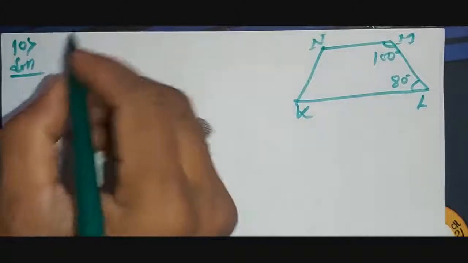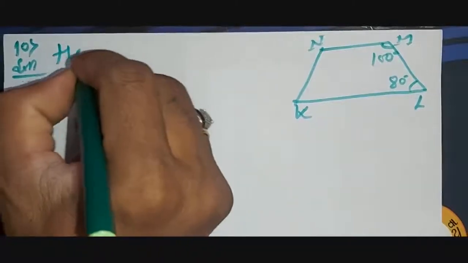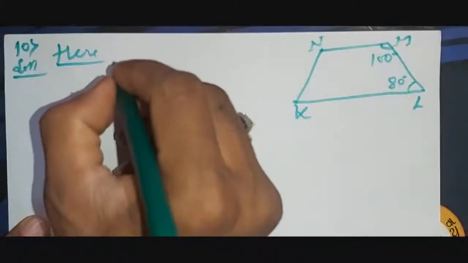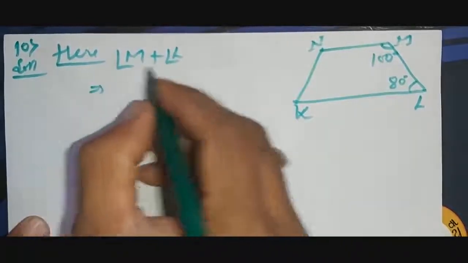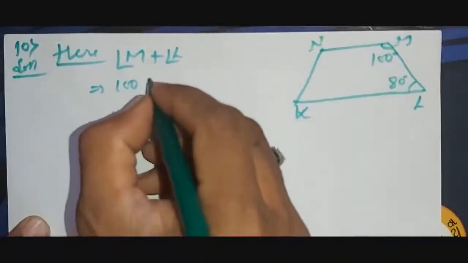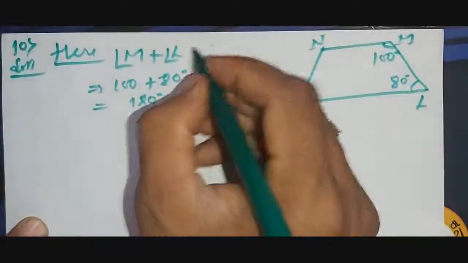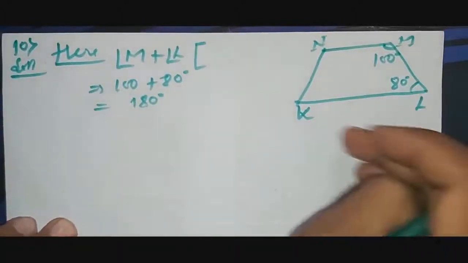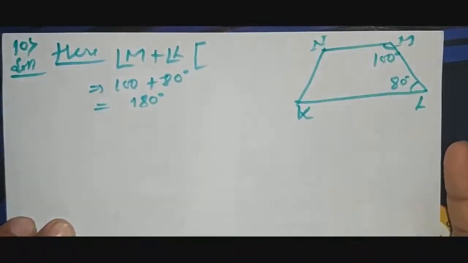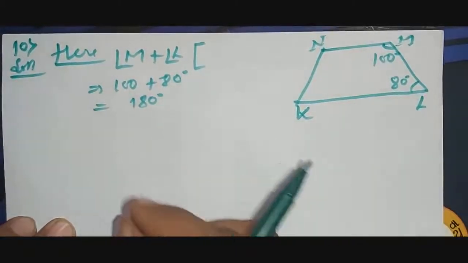Listen here, solution. NM and KL, KLM. Here angle M plus angle L, that is angle M is 100 plus this is 80, which is equal to 180 degrees. See, even the sum of interior opposite angles is 180 degrees.